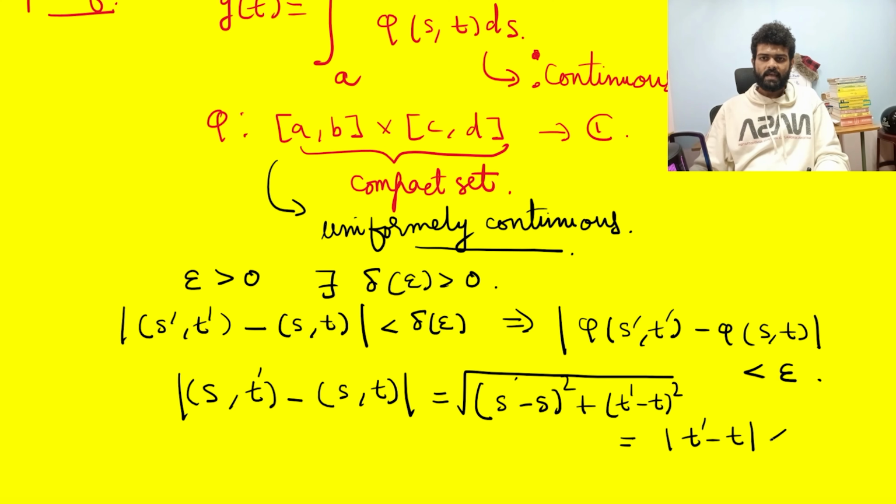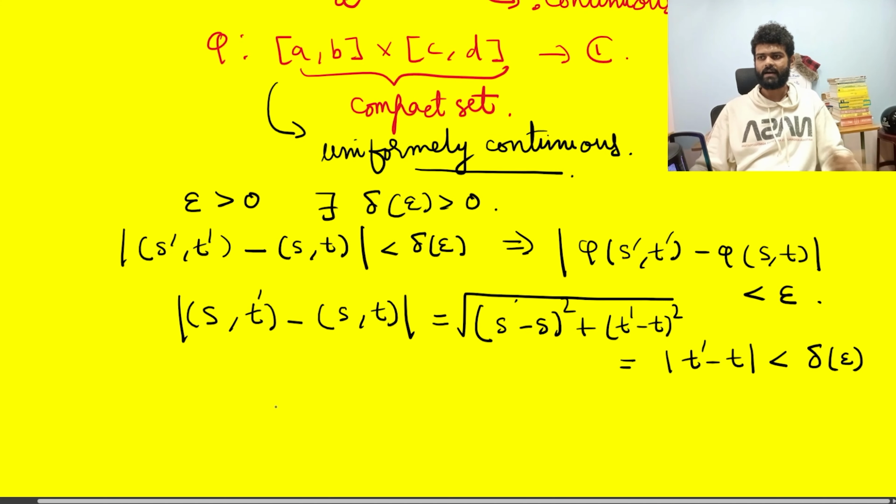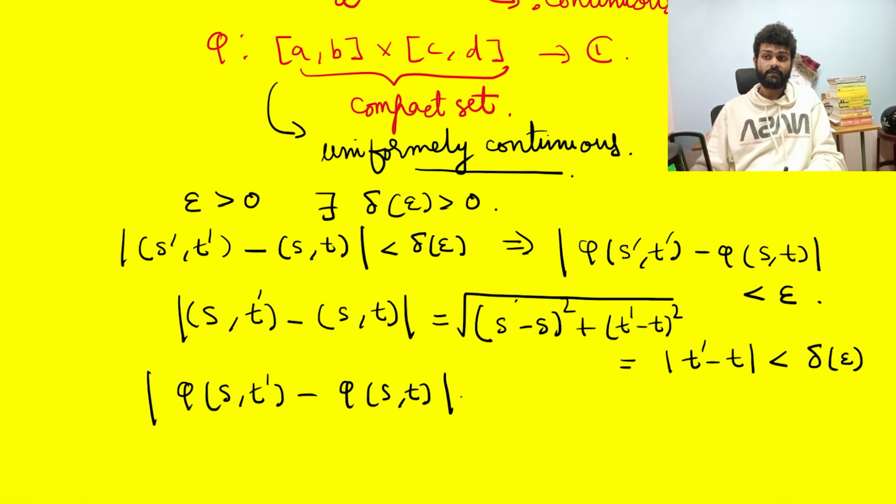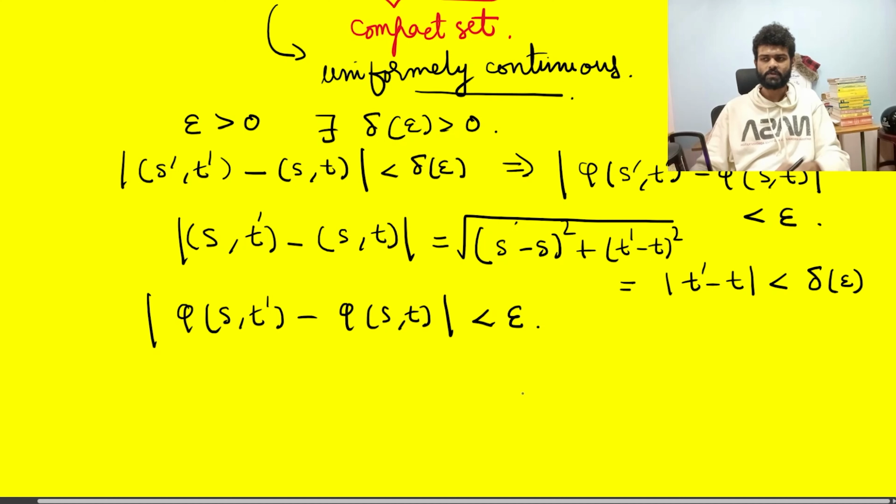Now, let's say this is less than delta epsilon. Okay, that means these 2 points with fixed s, if they differ by less than delta epsilon, then phi at (s, t') and phi at (s, t) differ by less than epsilon, right? Because the distance between those 2 points is less than delta, so the function values should differ by less than epsilon.